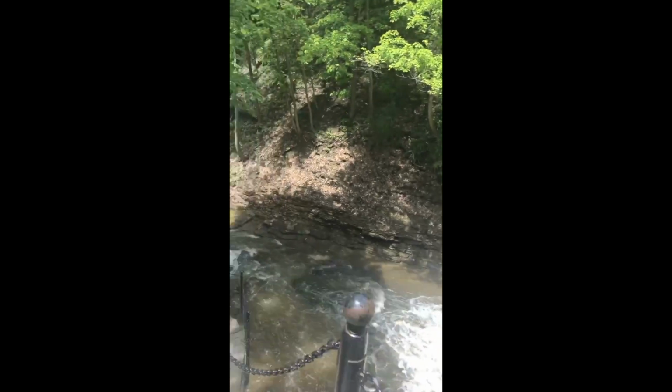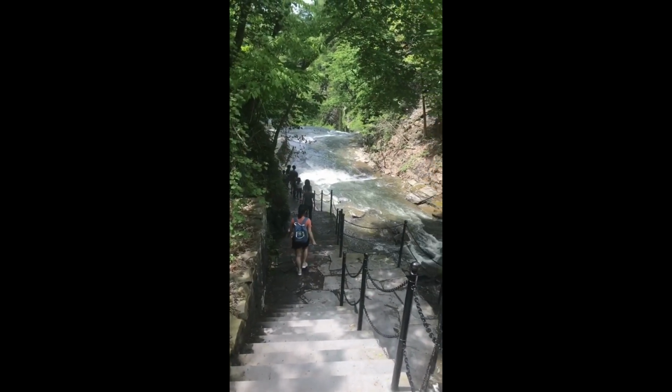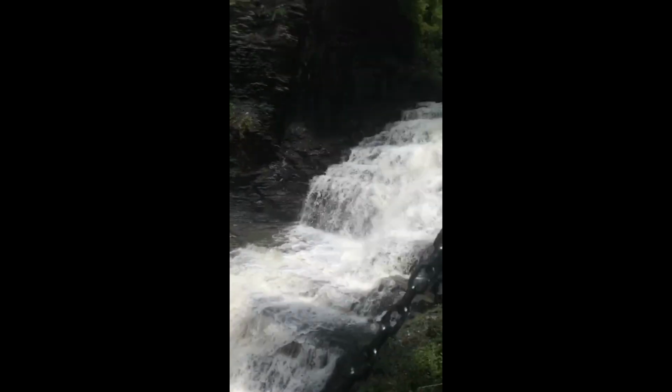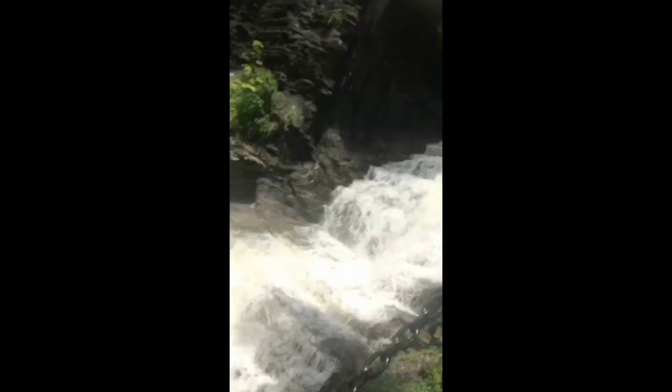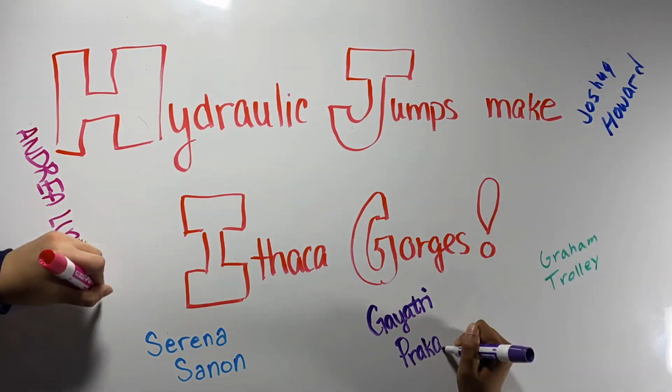Now you may be asking yourself, what does this have to do with fluid mechanics? Well, the very thing that makes the flow of water in a gorge possible and makes it as beautiful as it truly is, is in fact hydraulic jump. Hydraulic jump makes Ithaca gorgeous. We are Group 5 and we're about to tell you why.